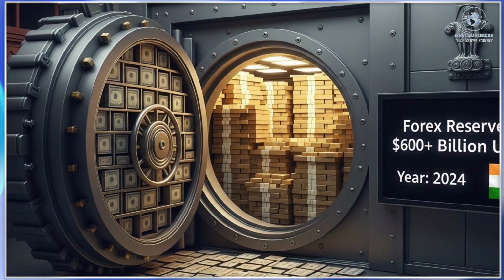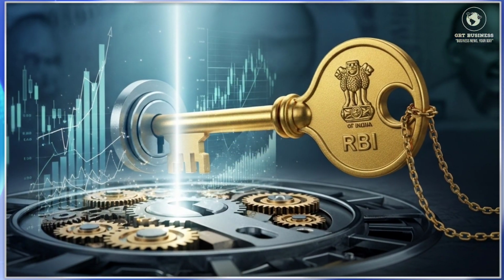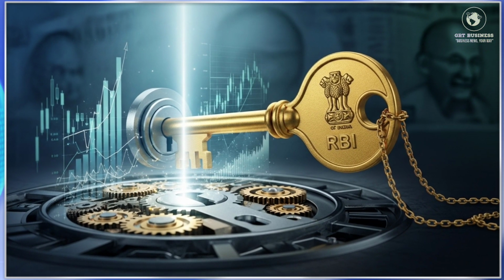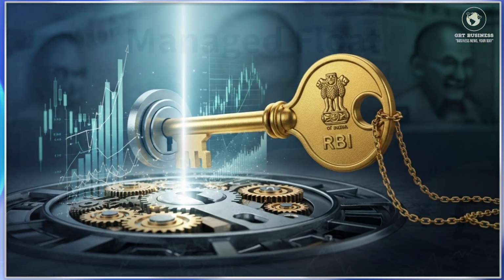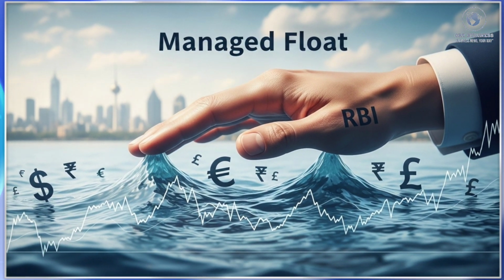Around 2024, India had more than $600 billion in Forex reserves. These reserves are important because they allow the RBI to intervene in the market when necessary. But intervention also has limits. The RBI does not fully control the exchange rate. It mainly tries to smooth volatility. This is called a managed float system.